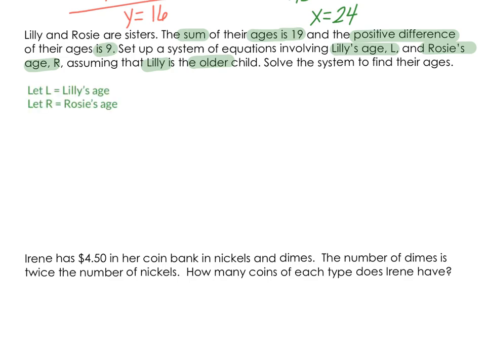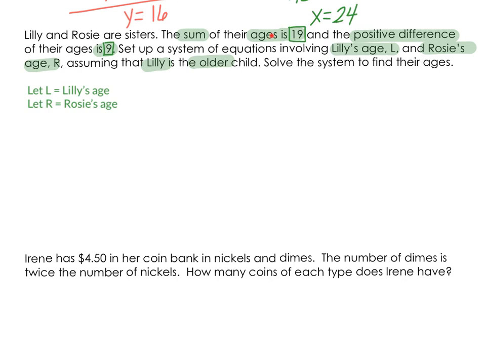And then when I look in here, I'm going to box in. So I wrote down let L equal Lily's age, let R equal Rosie's age. That was from the statement itself. I knew that the sum of their ages is 19. And I also know the positive difference is 9. So that tells me that I have two totals here. That's how I would also know I'm going to use two variables, but they told me the two variables in the equation as well. Okay, so now I can set up the equations.